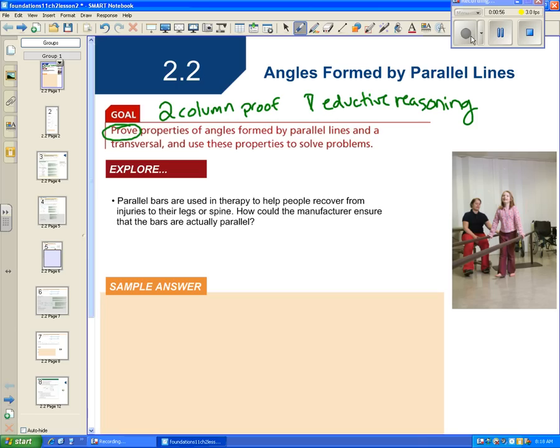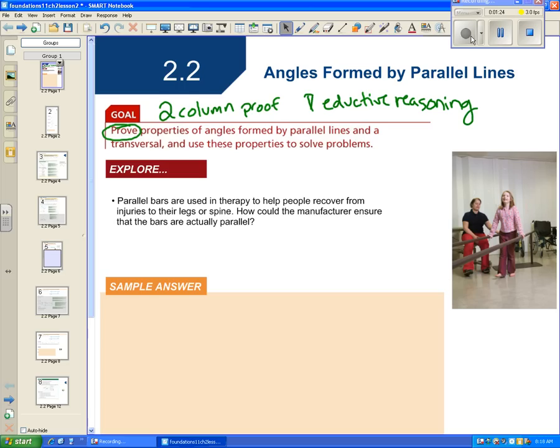Okay, so first of all, to start off, parallel bars are used in therapy to help people recover from injuries to their legs or spine. How could the manufacturer ensure that the bars are actually parallel? I would like somebody to come and press pause, and I would like you guys in partners to have about 1 minute to discuss what the manufacturer could do to ensure that the bars are parallel.